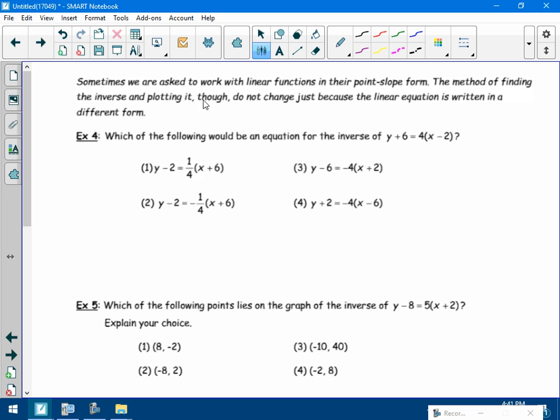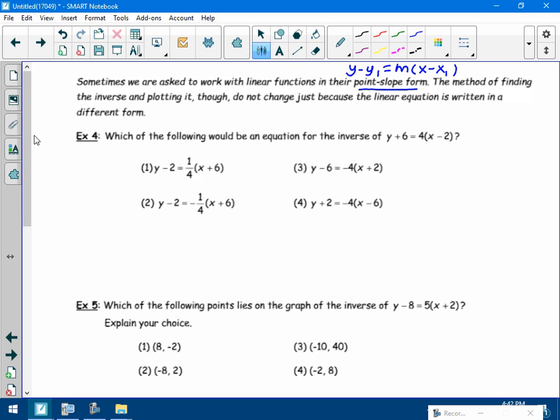So sometimes we're asked to work with linear functions in their point-slope form. We've done everything with y-intercepts today. Remember, point-slope is y minus y1 equals m times x minus x1. The method of finding the inverse and plotting it does not change just because the linear equation is written in a different form. So, example 4.